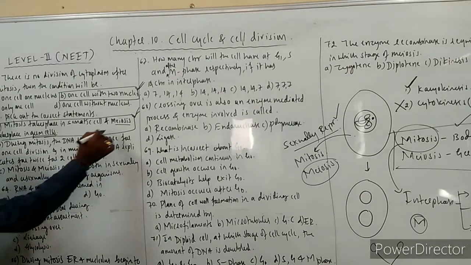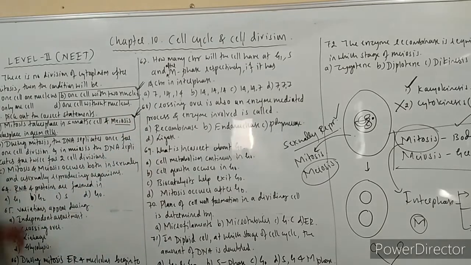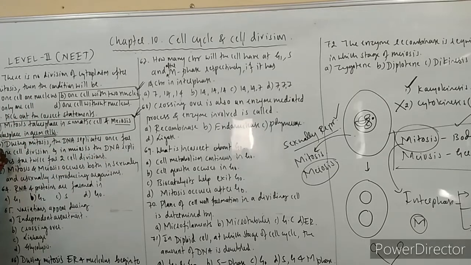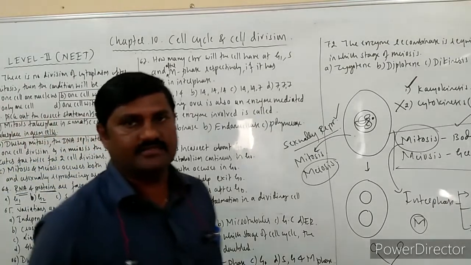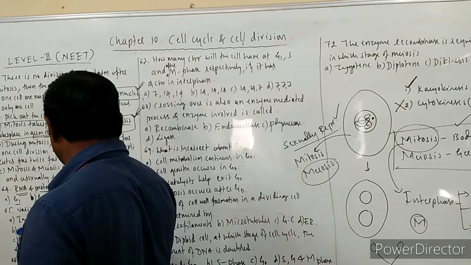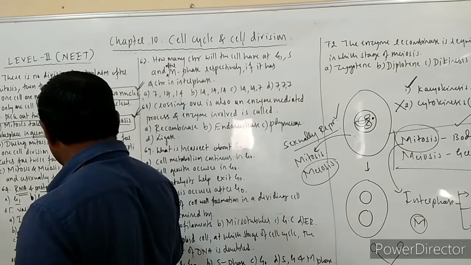The correct statement for this question is the first one, that is, mitosis takes place in somatic cells as well as meiosis takes place in germ cells. That is the right answer for this question. Next one: RNA and proteins are formed during G1, G2, S as well as G0 phase. In G0 phase, the cell will always be metabolically inactive.